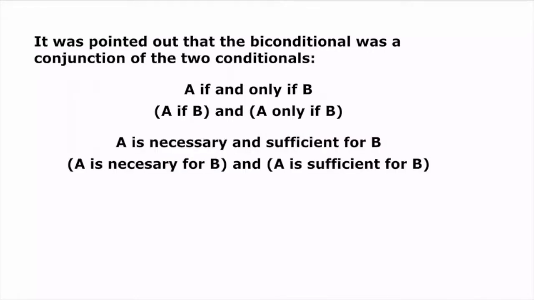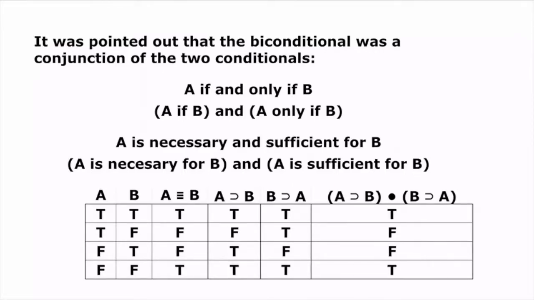Same thing for A is necessary and sufficient for B. A is necessary for B would be that. Remember how to do this. And A is sufficient for B. So either way you look at this, it's really a conjunction of the two conditionals. And if you do a truth table, here in column 3 is the truth function I just gave you for the biconditional. If we actually do the truth table for the conjunction of the two conditionals here, you can see it's the same, true, false, false, true. So not only does the natural language reflect the idea that it's a conjunction of those two conditionals, the truth function also reflects that fact.